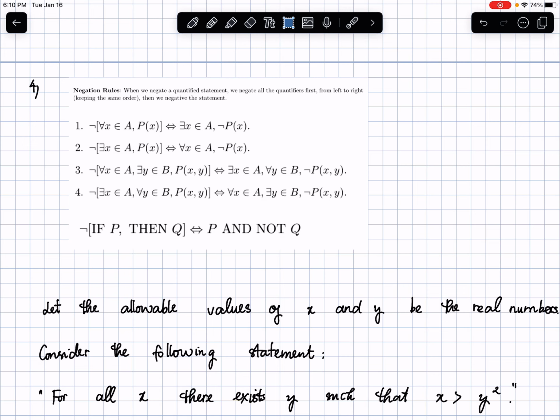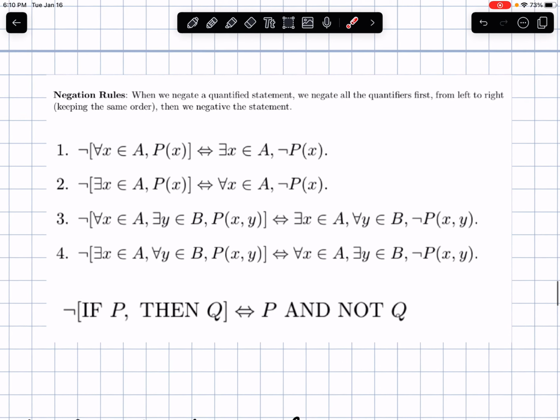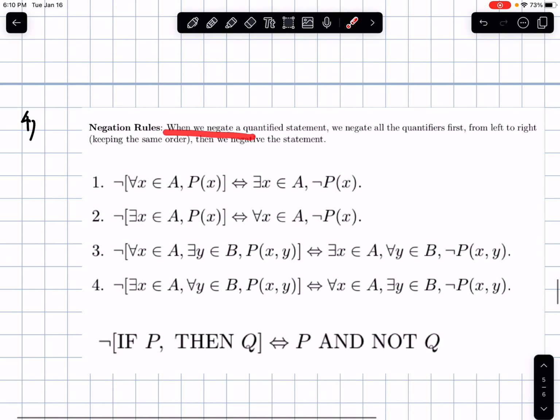So here is an exercise. We need to negate statements. The way to negate a statement is as follows. When we negate a quantified statement, we negate all the quantifiers first, from left to right, keeping the same order. Then we negate the statement.